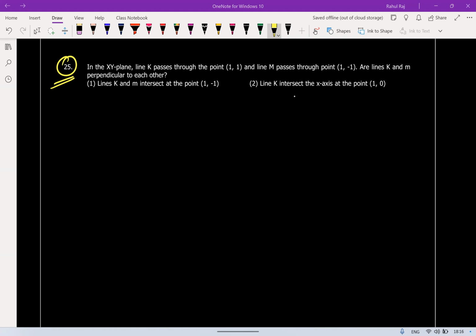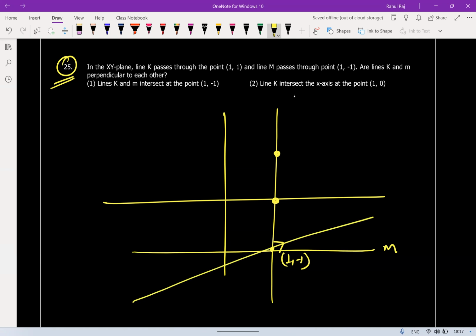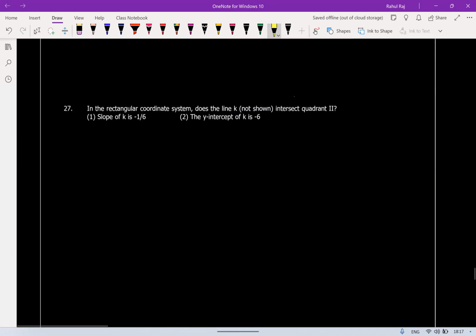Yeah, it says that in the xy plane, line K passes through point (1, 1). So this is a coordinate plane. Line K is passing through point (1, 1), passing through point (1, 0), and they are intersecting at (1, -1). So line M can intersect perpendicularly, line M can intersect in this way also, or in this way. There is no information given about them. You can mark the answer within 20 seconds, and if it is not happening, there is a problem. Agreed? Even if you combine both the statements, you have no idea about line M. Understand?